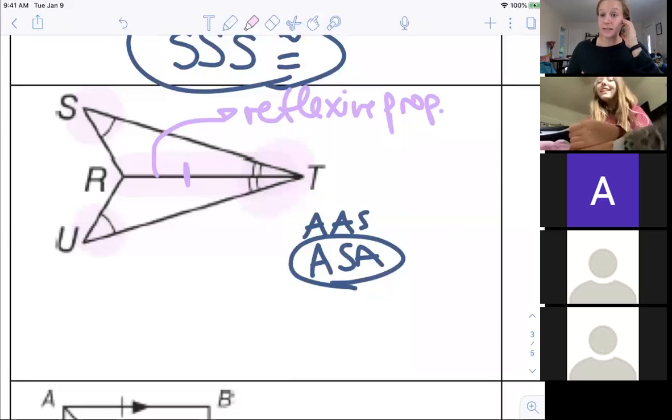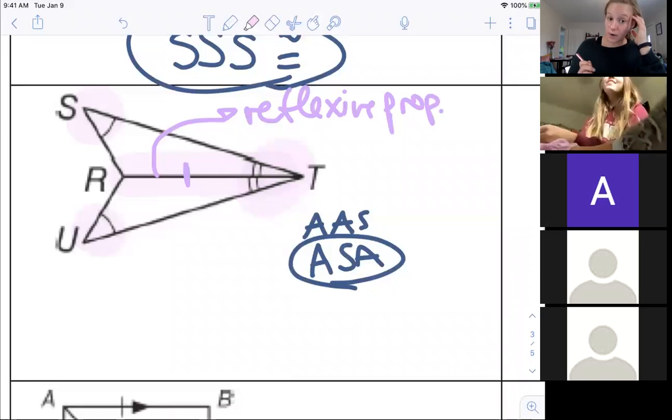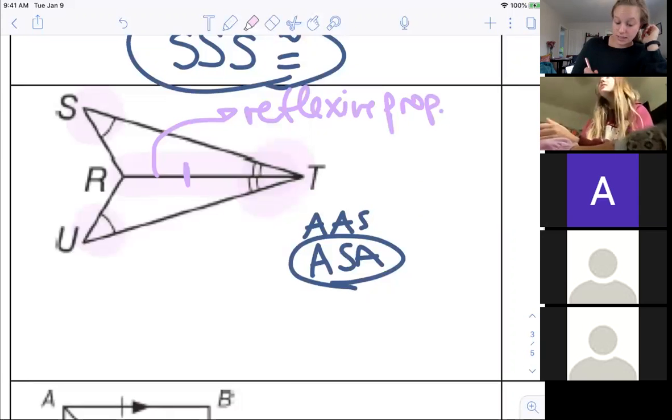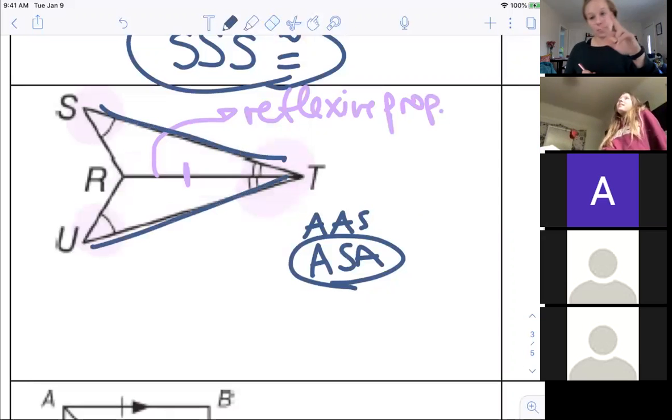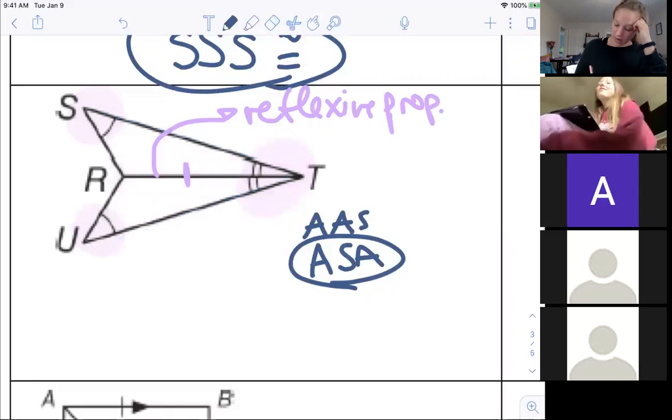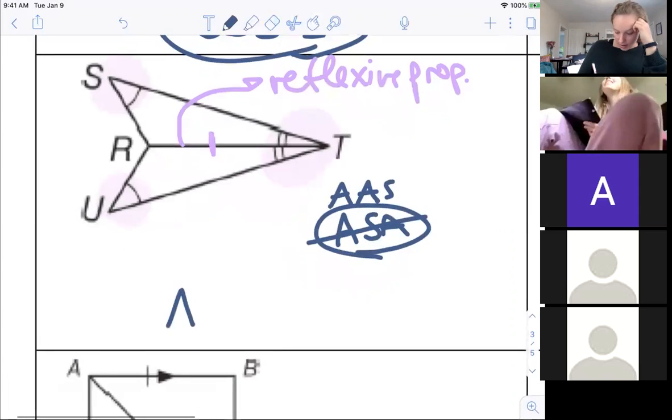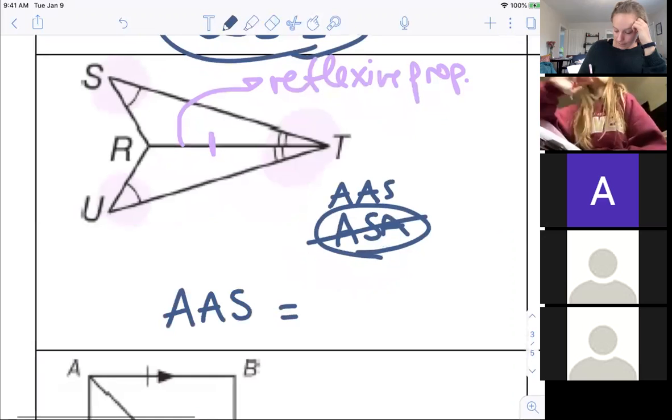In this case, it doesn't. Since it doesn't touch both of the angles, it only touches T, it is not the included side. The included side would actually be UT and ST. That touches both S and T and both U and T. So it's not angle, side, angle, it's angle, angle, side.